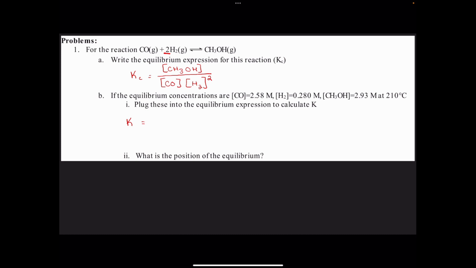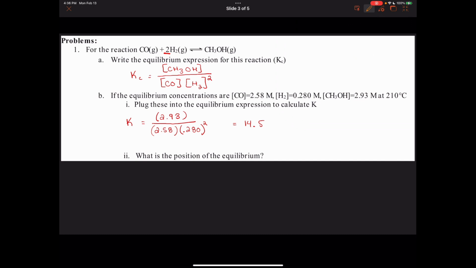So it's going to be my methanol concentration, 2.93, divided by my carbon monoxide, 2.58, divided by my hydrogen, 0.280. And we got to make sure we square that concentration. So this is going to give me a K of 14.5.